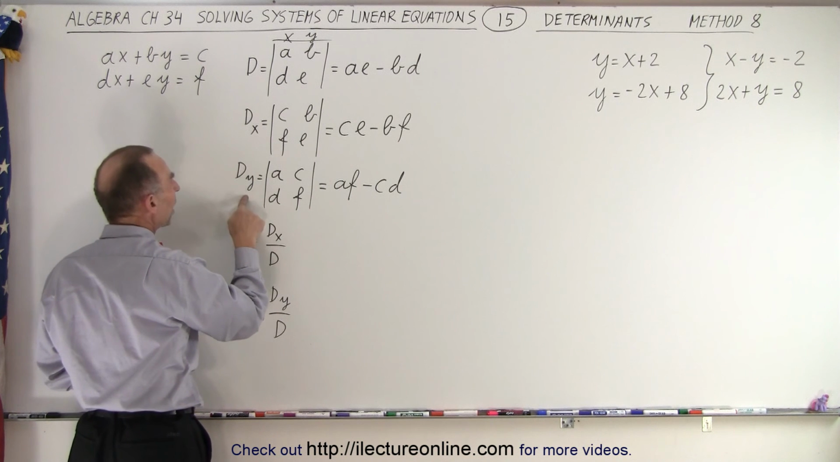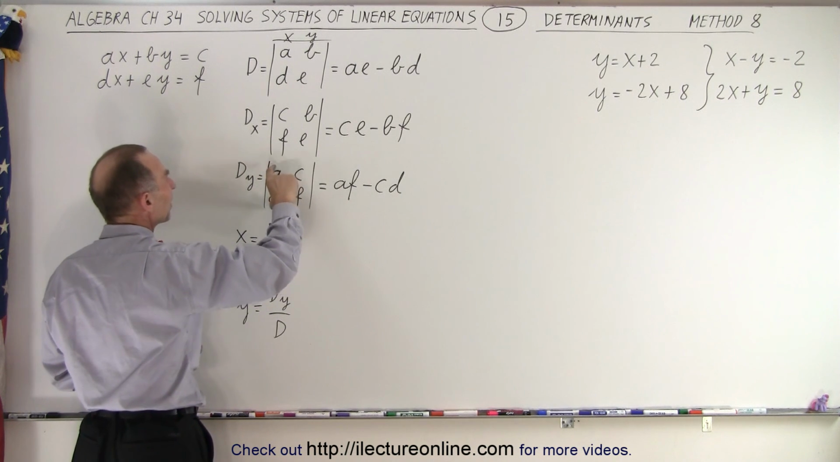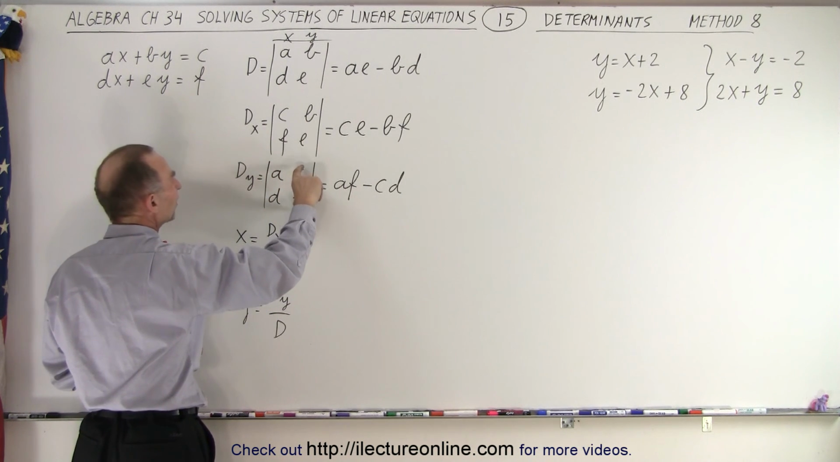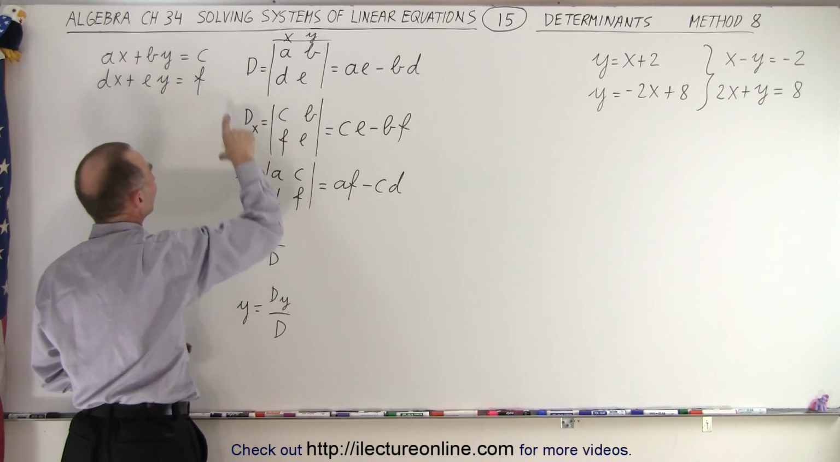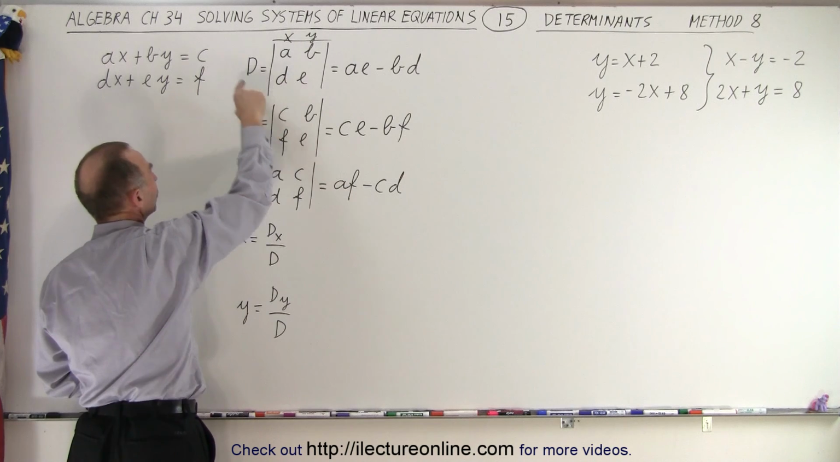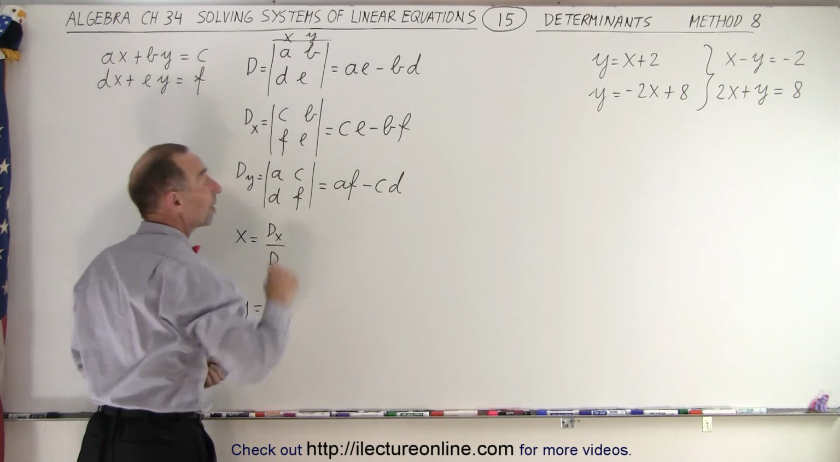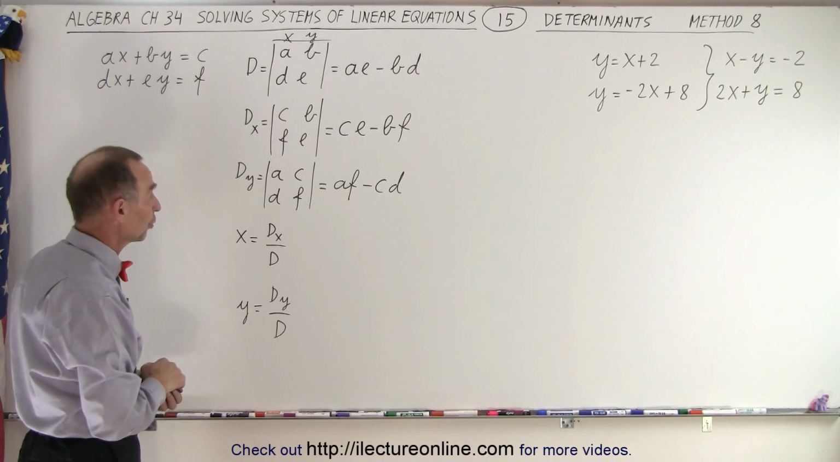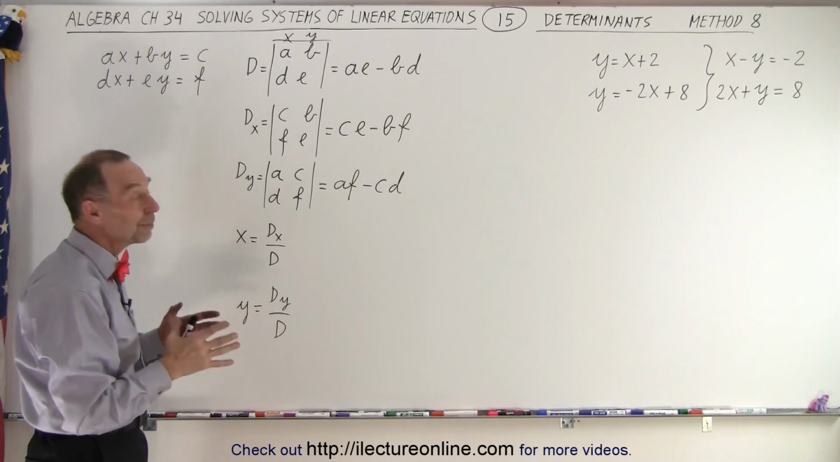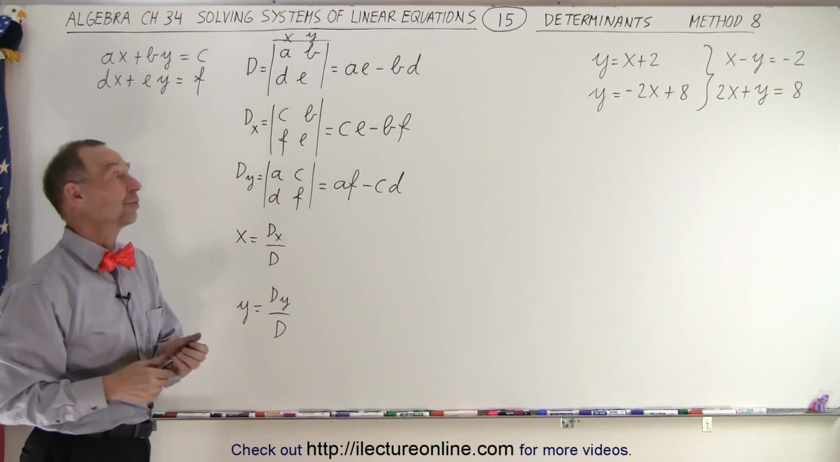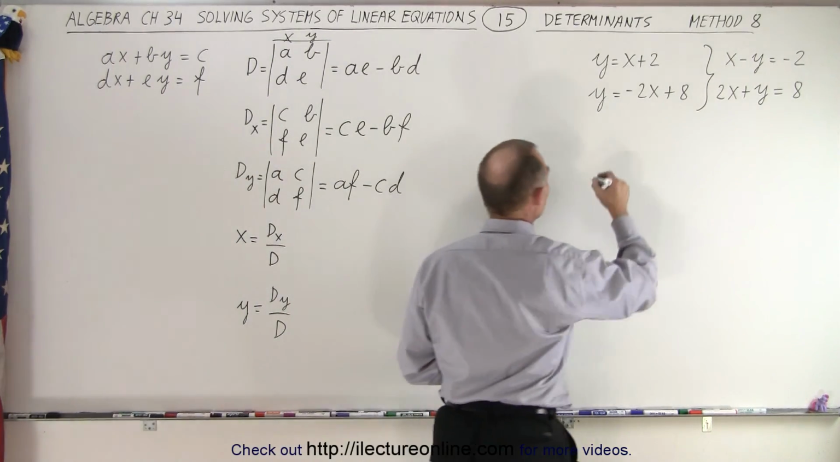For the D sub y determinant, we leave the left side alone and we change the right side. Instead of writing b and e, we write c and f. So c and f replace the first two in D sub x, and then c and f replace the last two in D sub y, restoring the other two. Of course, this doesn't look very simple, but let me show you how it's done. It's actually pretty straightforward.